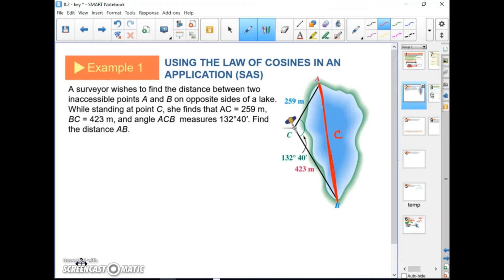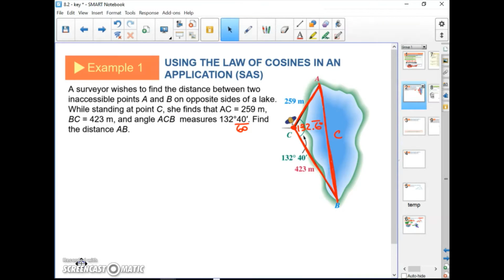So it says, while standing at point C, she finds that AC is 259 and BC is 423. So they can actually measure those distances. And they also measure that angle C in between them is 132 degrees and 40 minutes, or 132.6 repeating degrees. Okay, right? When we change from minutes to decimals, take that 40 and divide by 60, that's going to be 0.6 repeating.